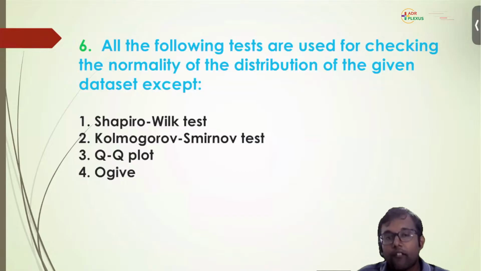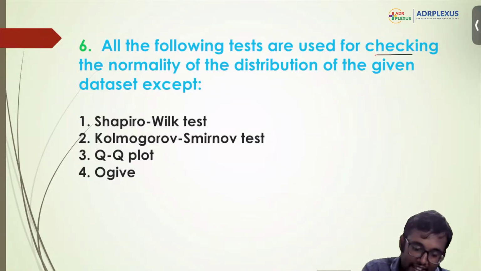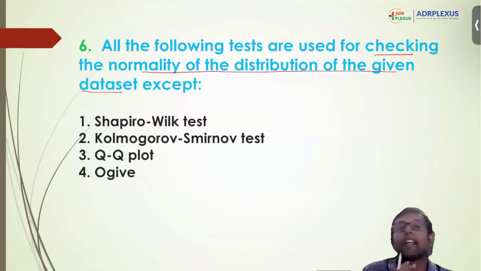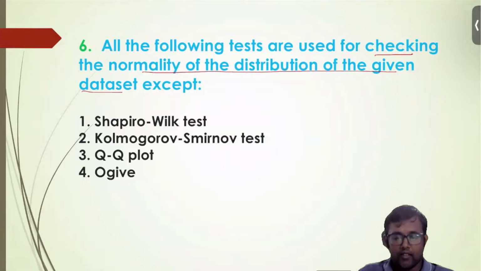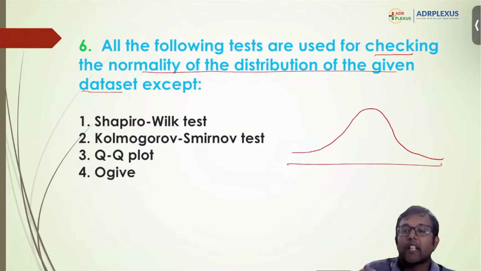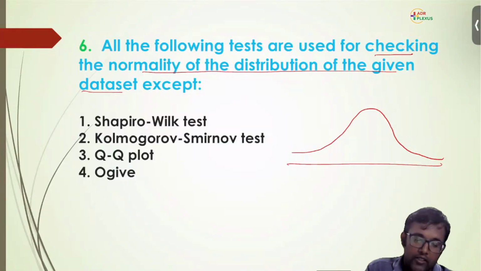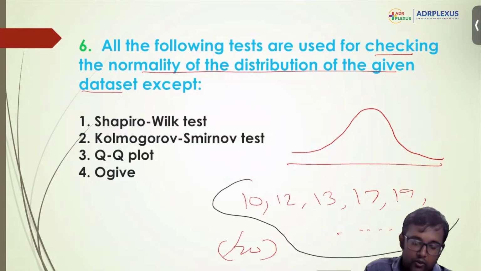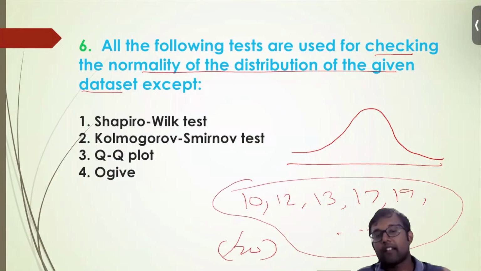Next, all the following tests are used for checking the normality of the distribution of the given dataset except. See, this is called a normal distribution curve. Now they are giving some numbers. We are taking the marks of 100 students in the exam. Their marks are like 10, 12, 13, 17, 19, 18, going on. Out of 20 marks that we keep in the exam, the students are scoring these marks. Whether these marks follow a normal distribution or not.